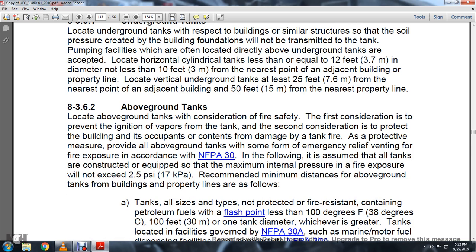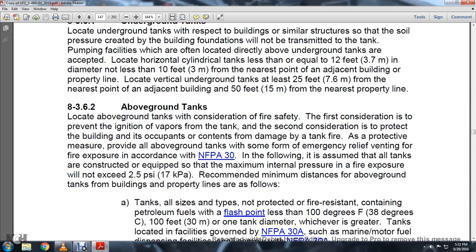8.3.6.2 Aboveground tanks. Locate aboveground tanks with the consideration of fire safety. The first consideration is to prevent ignition of the vapors from the tanks. The second consideration is to protect the building and the occupants of the contents from damage by a tank fire. It is a protective measure provided with all the aboveground tanks, some form of emergency relief venting for fire exposure in accordance with the NFPA 30, assumed with all the tanks constructed and equipped so that the maximum internal pressure of the fire exposure will not exceed 2.5 psi.